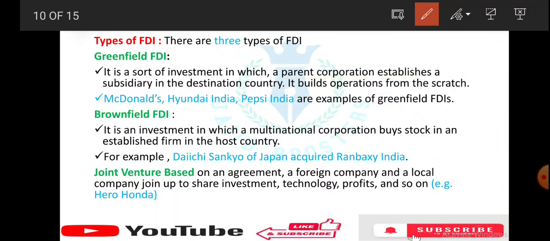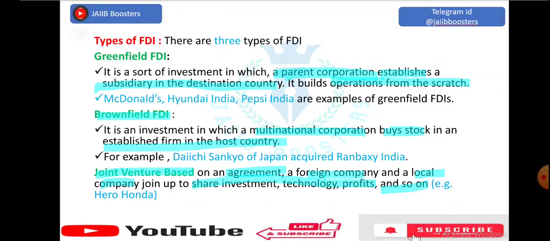This is much more important because they may ask a question here. What is greenfield? It is nothing but a parent corporation establishing a subsidiary in the destination country. It builds operations from scratch. What is brownfield? It is nothing but a multinational corporation buying stock in an established firm in the host country. What is joint venture? It is nothing but an agreement between a foreign company and a local company to share investment, technology, profits and many more.